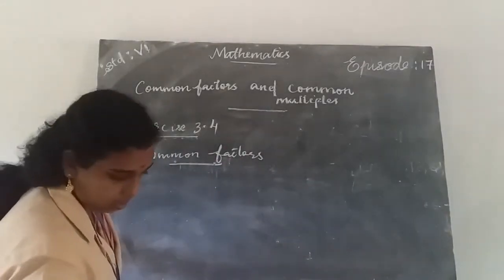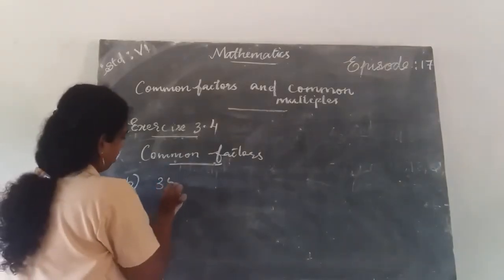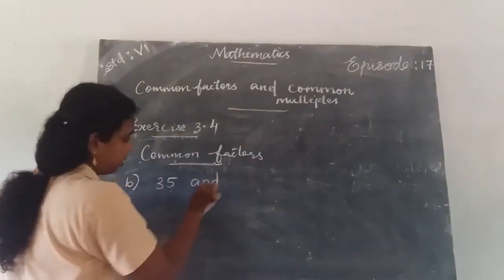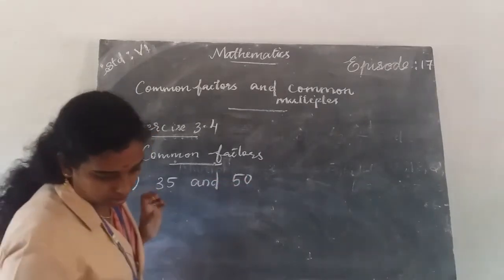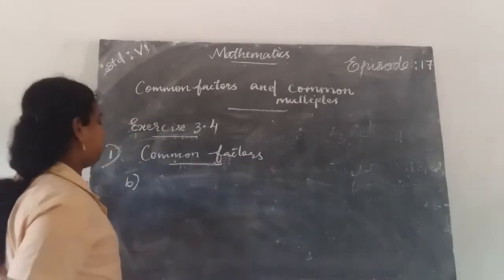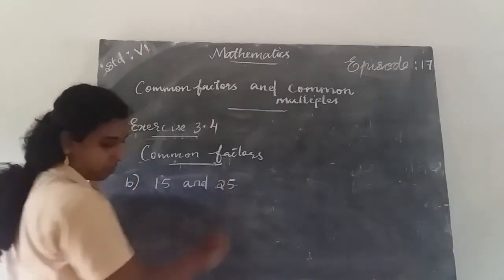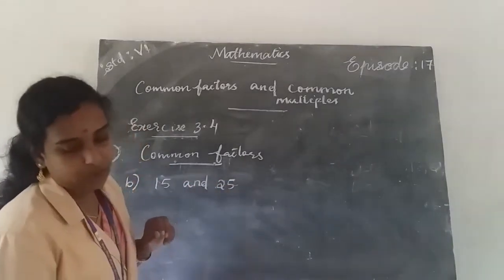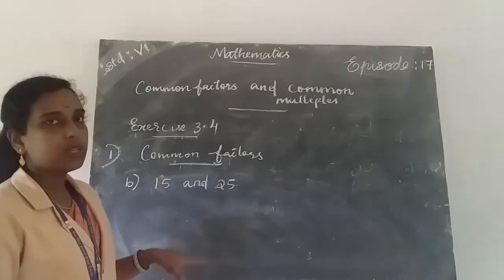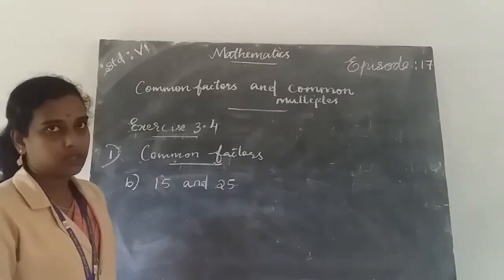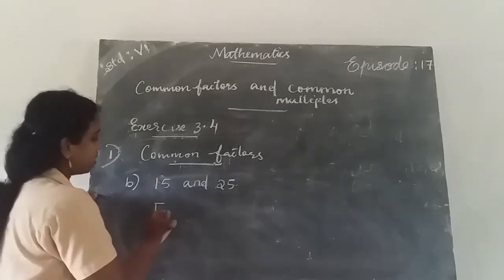Next question, B. 15 and 25. Find the common factors of these two numbers. First we write the factors of 15, then the factors of 25, then find the common factors. Okay, so first one is factors of 15.